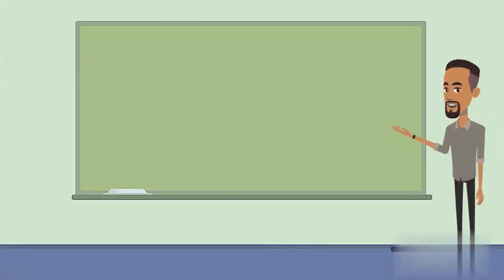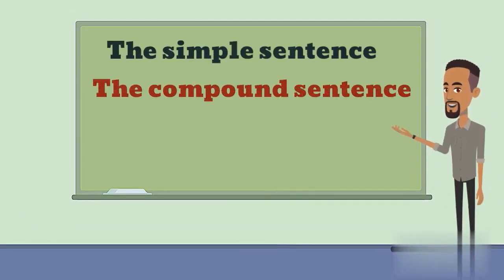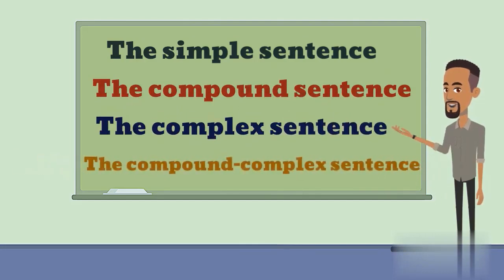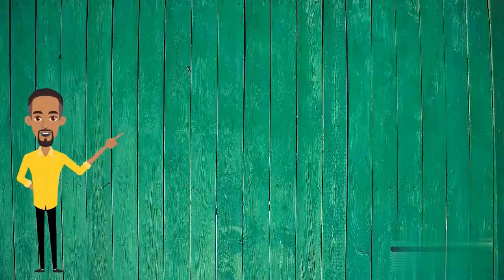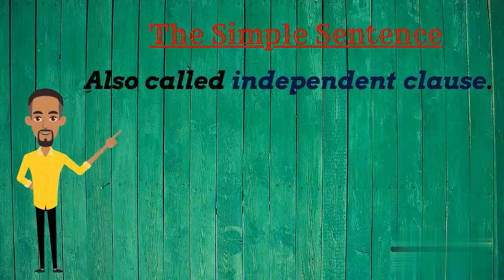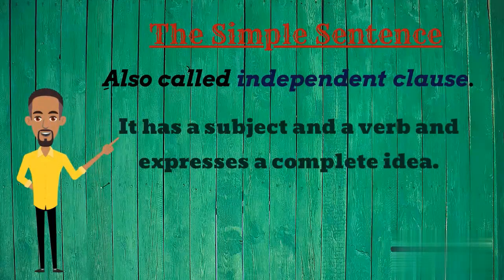There are four types of sentence structure: the simple sentence, the compound sentence, the complex sentence, and the compound complex sentence. Let's start with the simple sentence, which is also called the independent clause. A simple sentence has a subject and a verb and expresses a complete idea or meaning.